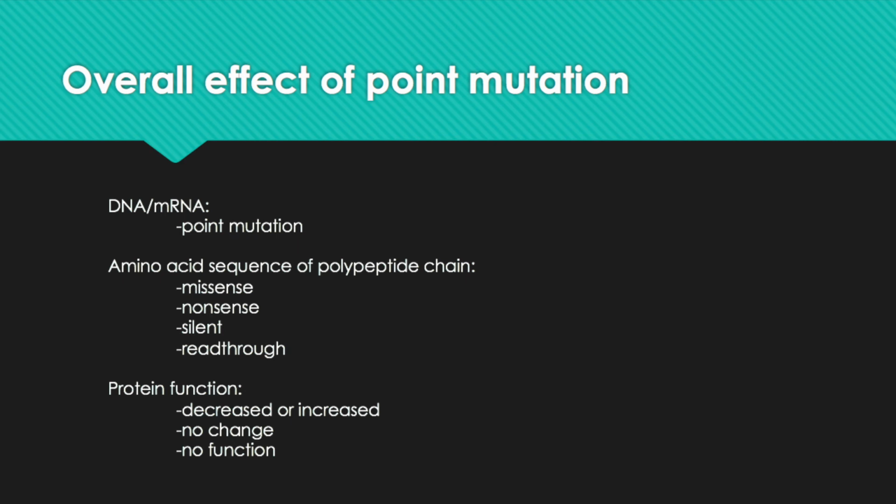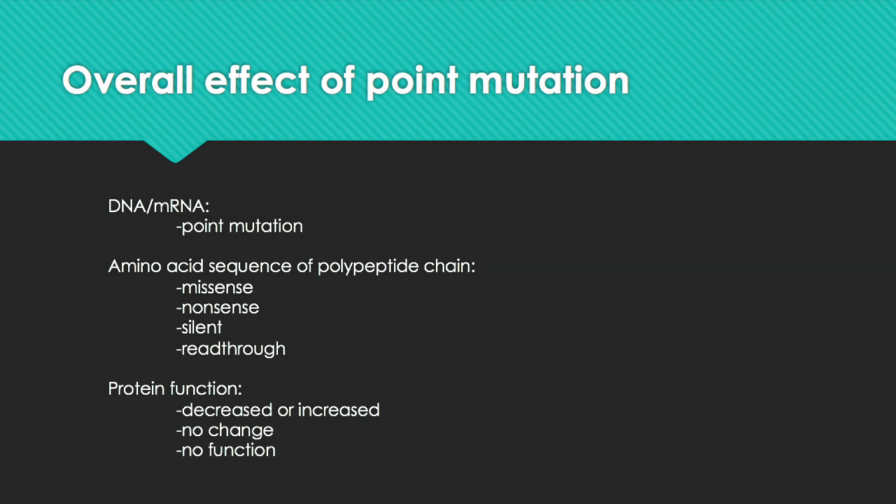For example, readthrough mutations cause the polypeptide chain of amino acids to be extremely long. This often results in a non-functional protein. For another example, silent mutations often go unnoticed because the same amino acid is coded for. Therefore, there is usually no change in protein function.